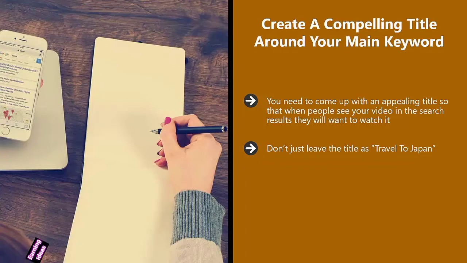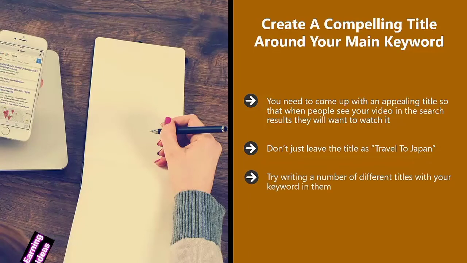This creates curiosity. Try writing a number of different titles with your keyword in them. Go for 10 different titles and then choose the best one. If you can get the keyword in at the beginning of the title, then that is preferable, but it doesn't matter that much. So just go wild here with your ideas. Remember that the more enticing you make your title, the more views you will get.